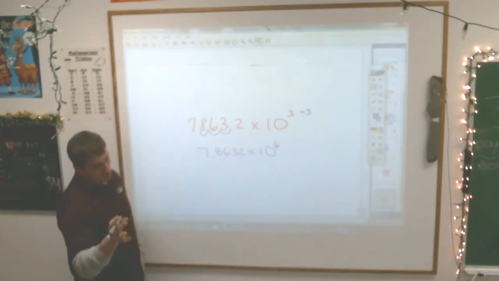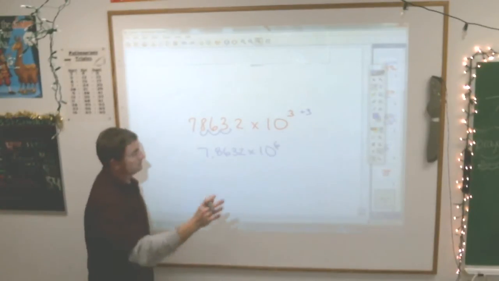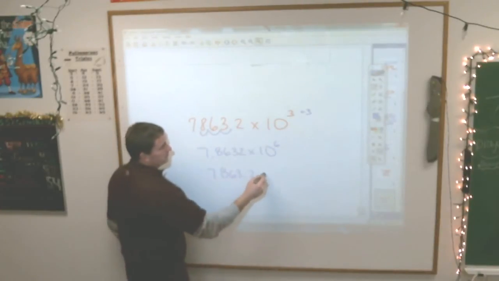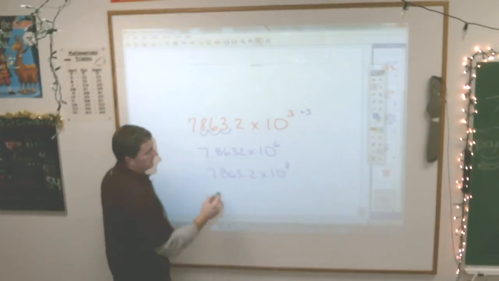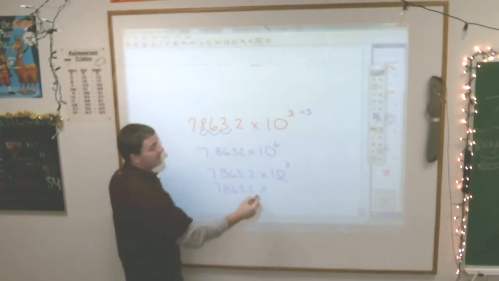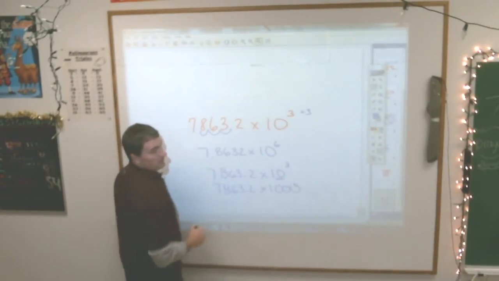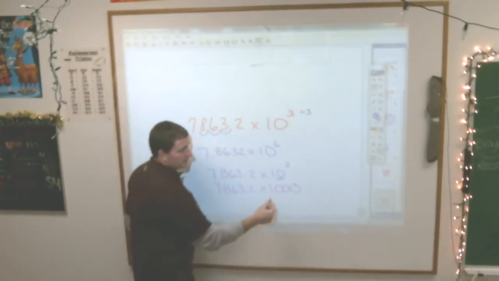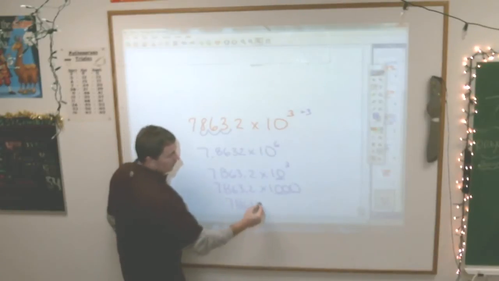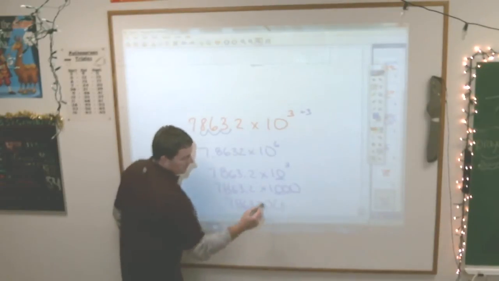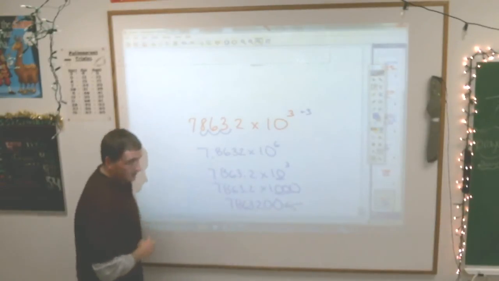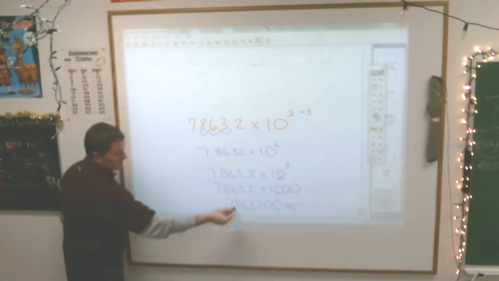If you really want to see what you're doing here, kids, this is really what you're doing. What is 7863.2 times 10 to the 3rd really mean? It means 7863.2 times 10 to what is 10 to the 3rd power? 1,000. And when you multiply this times 1,000, you're moving the decimal 3 places right. So you end up with 7863, 1 place to the right, 2 places to the right, 3 places to the right.